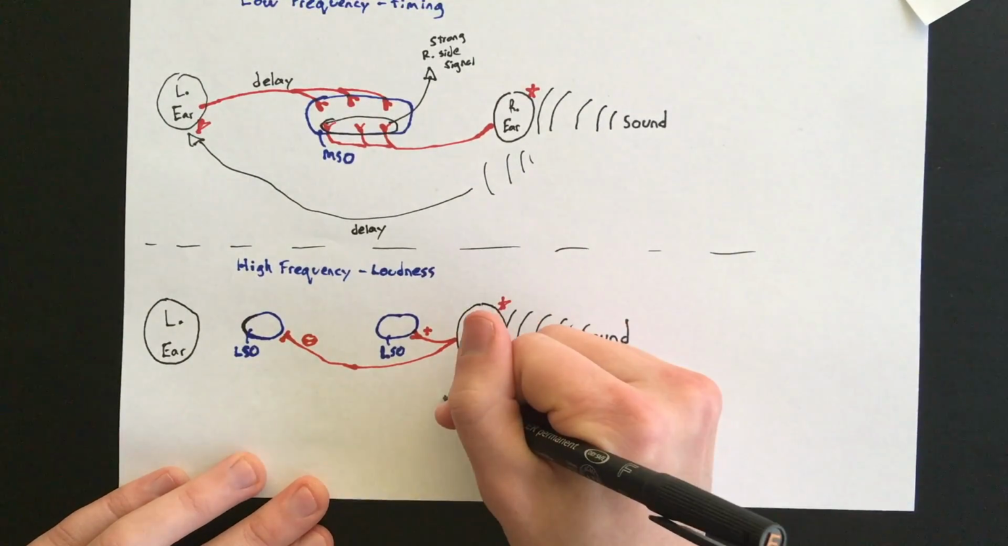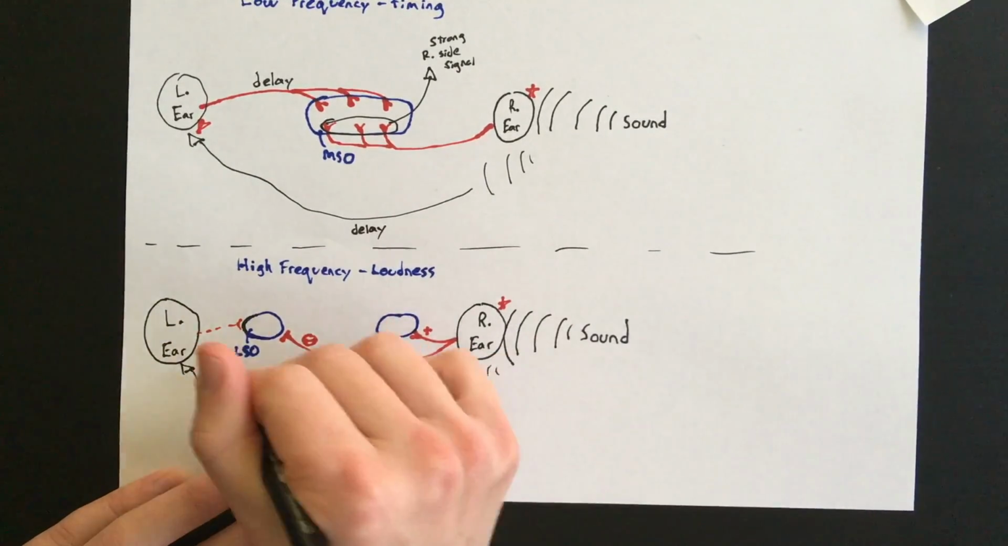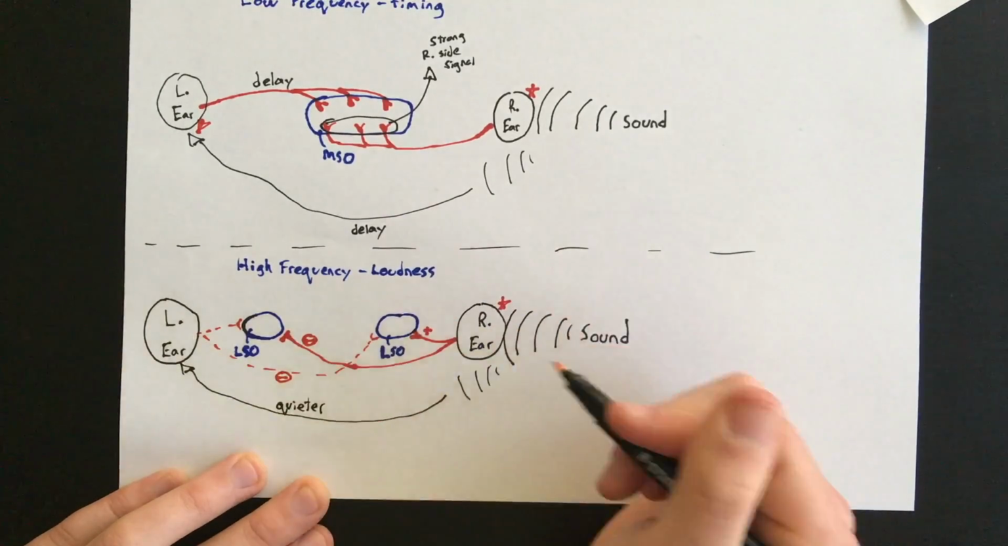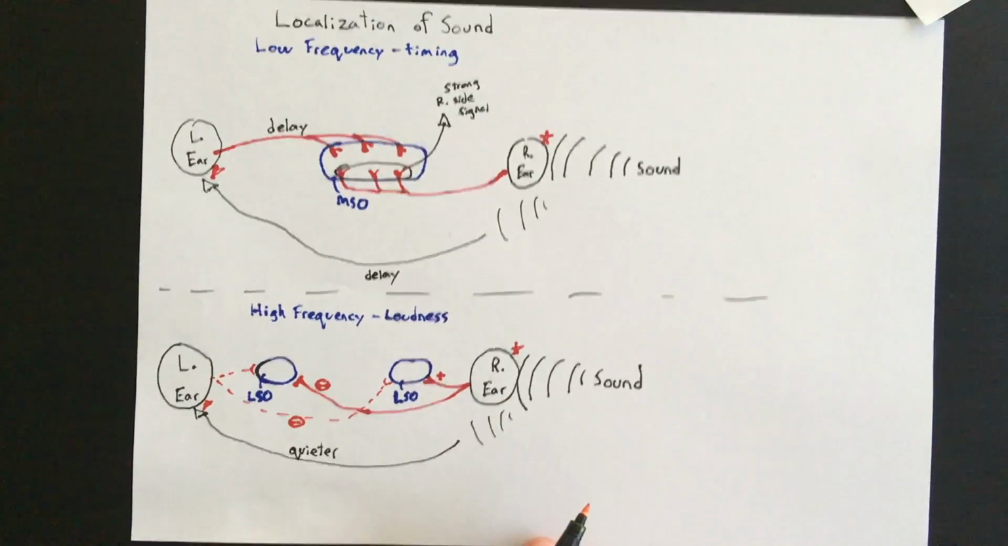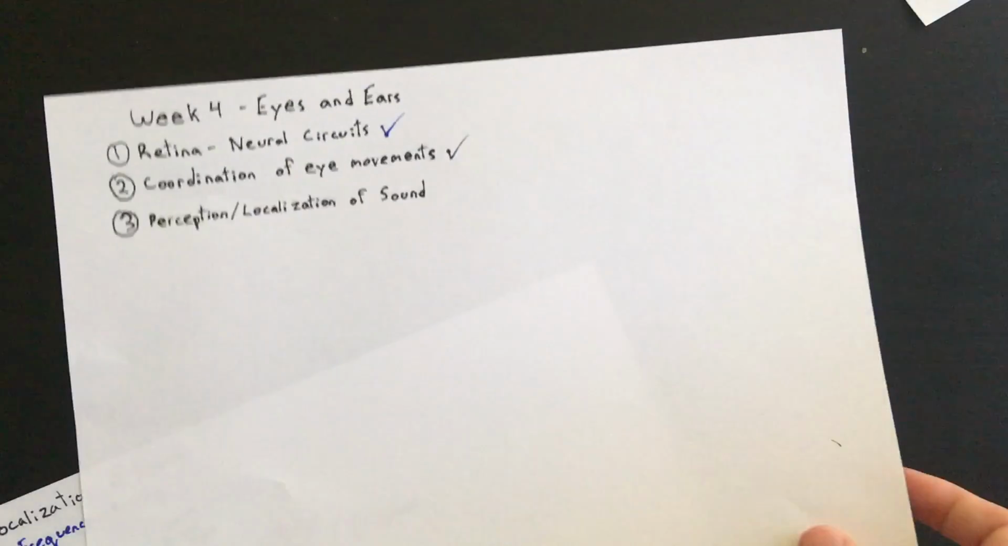Thus, once these signals are relayed to the auditory cortex, the one that has the stronger signal, in our example here being the right, is able to translate the location of that sound in space. That completes our third objective of the day.